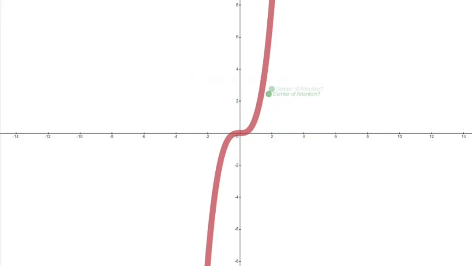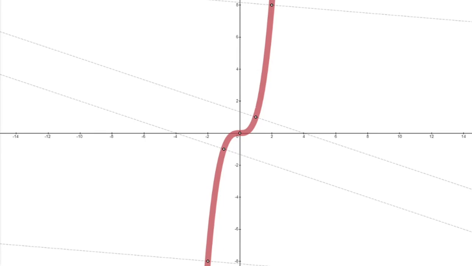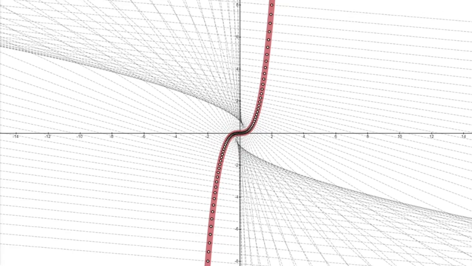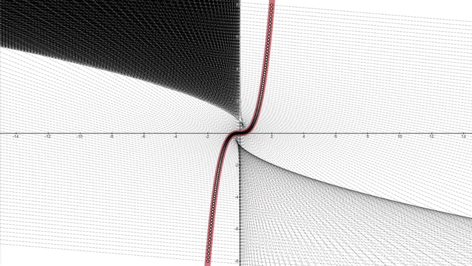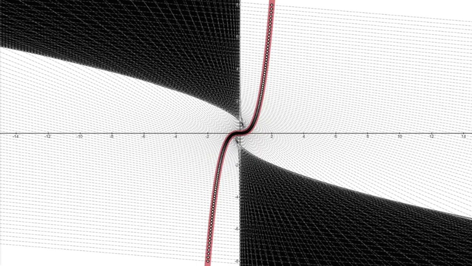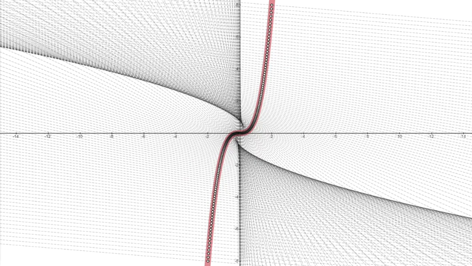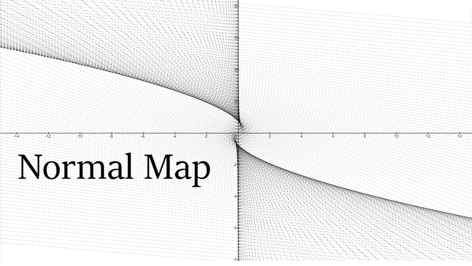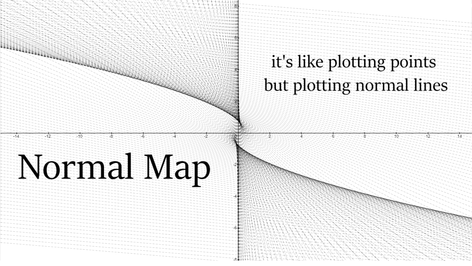So let's tackle this question directly like before. Let's try drawing the lines of sight, which are more appropriately called the normal lines of the function. As we draw more of these normal lines, we'll form a cone, or actually, two cones formed from the normal lines. Okay, so what we have formed from these normal lines entirely is called the normal map, which is like plotting points, but instead you're plotting normal lines.